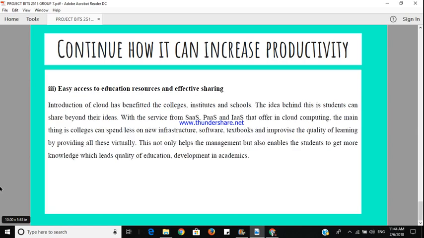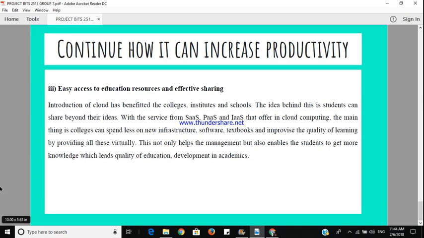The third one is easy access to education resources and effective sharing. The introduction of cloud has benefited colleges, institutes, and schools. The idea behind this is that students can share their ideas. With the services from SaaS, PaaS, and IaaS offered in cloud computing, the main thing is that colleges can spend less on new infrastructure, software, textbooks, and improve the quality of learning by providing all this virtually.